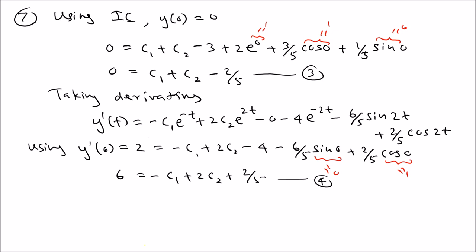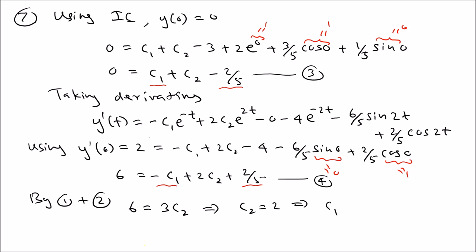Now what we can do is add them. Once you add them, c1 cancels out, you get c2. You see this is negative, this is positive, they cancel out also. So that's interesting. By adding equations 3 and 4, we have 6 equals 3c2. In other words, c2 equals 2. And then you can use one of those equations. Let's say the first equation, c1 equals negative c2 plus 2/5. Plugging in, it's negative 2 plus 2/5 equals negative 8/5.